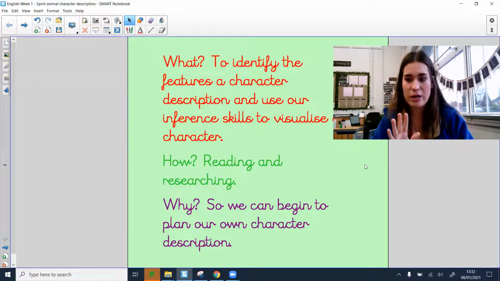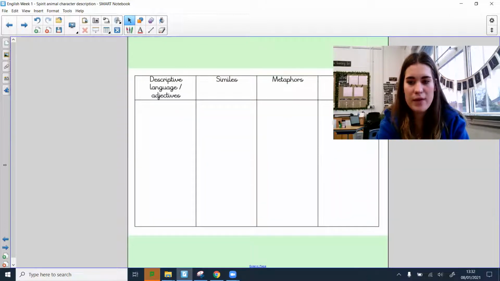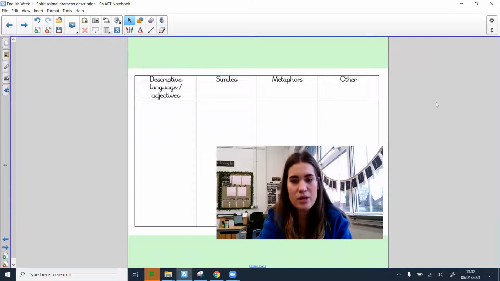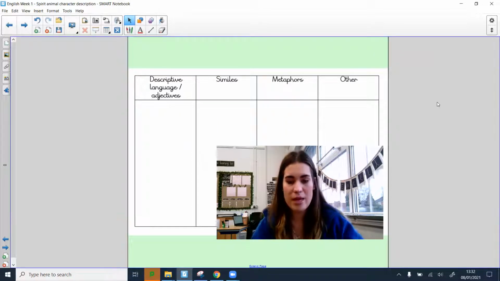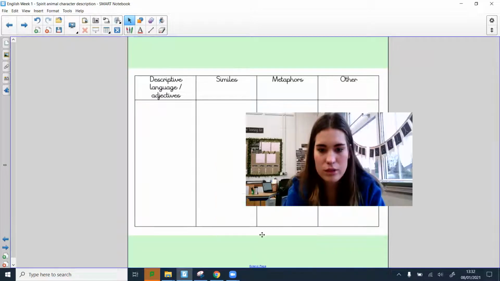So I know it all sounds like a lot. We are going to break it down and do it in little steps, one bit at a time. So just have a pen and paper ready and we're going to get started. The first thing I want you to do, it's a nice easy task, is on a blank piece of paper, or any piece of paper, just to make myself a little bit smaller so you can see the screen.